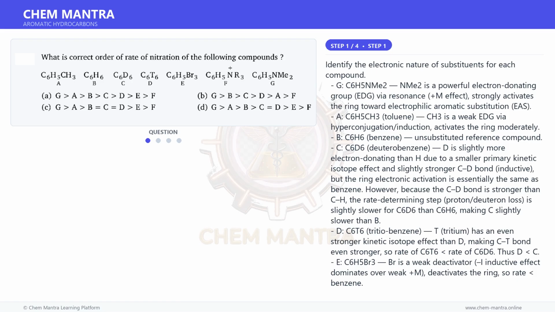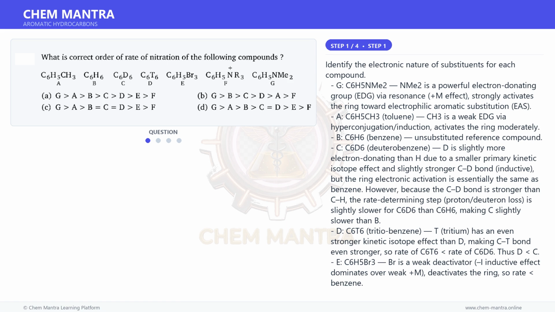JEE. A. C6H5NMe2. NMe2 is a powerful electron-donating group, EDG, via resonance plus M effect, strongly activates the ring toward electrophilic aromatic substitution, EAS.